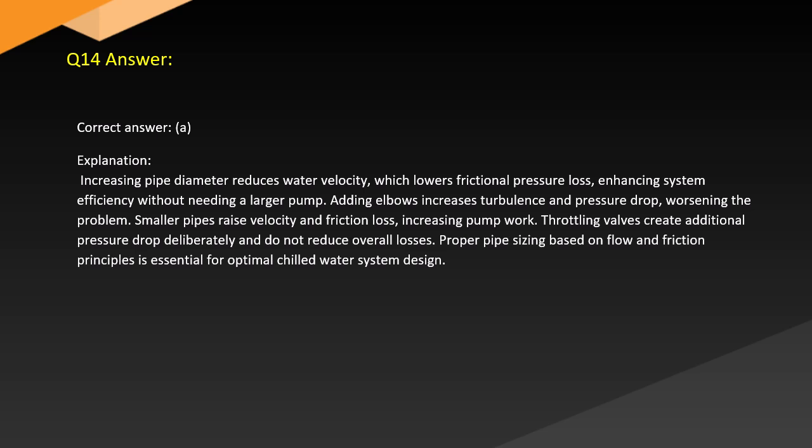Smaller pipes raise velocity and friction loss, increasing pump work. Throttling valves create additional pressure drop deliberately and do not reduce overall losses. Proper pipe sizing based on flow and friction principles is essential for optimal chilled water system design.